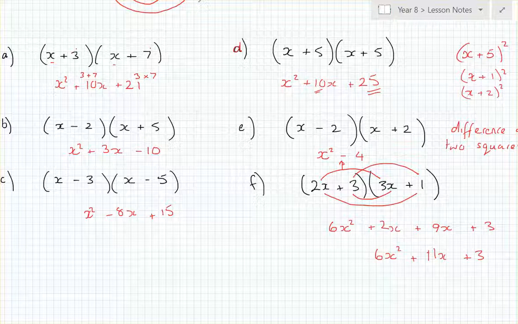Right, guys, let's just check one thing. Which one are you thinking about? 5A. So, what's the question? Read it to me. x minus 1 plus 1, brackets squared.